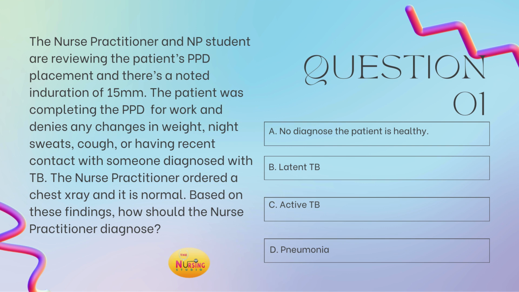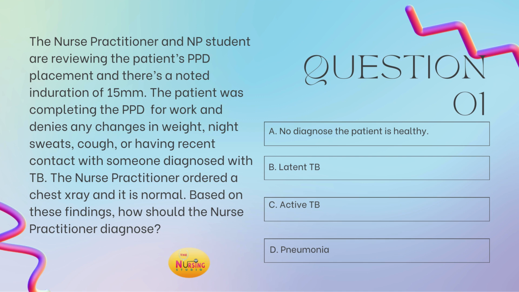So the nurse practitioner and NP student are reviewing a PPD placement. There's a 15 millimeter induration. The patient was completing this for work. They denied any weight loss, night sweats, cough, or recent contact with anybody with TB. Now, we know 15 millimeter induration is a positive finding for TB for anyone, right? Because we look at our 5 millimeter, 10, and 15. 15 is healthy people and anybody, right? Now, the chest x ray is normal though. So, what does that mean?